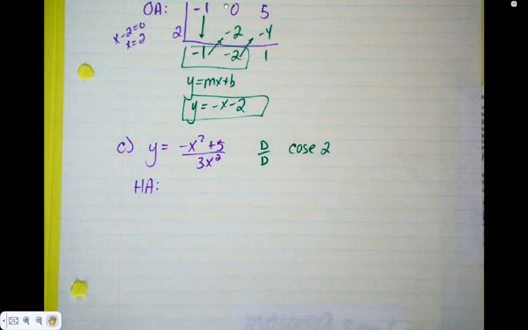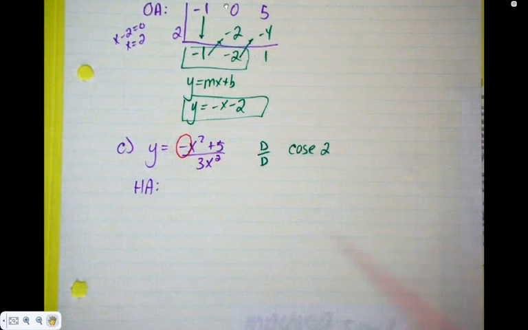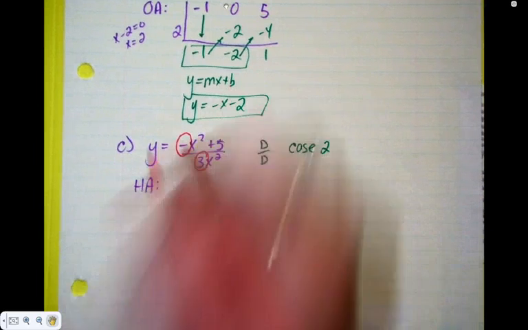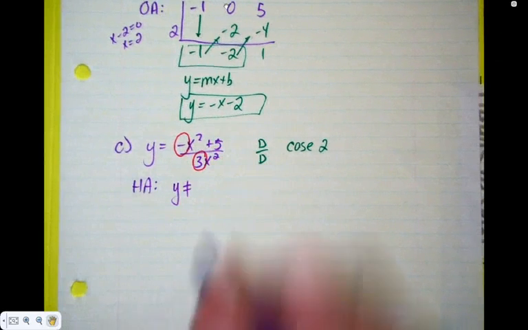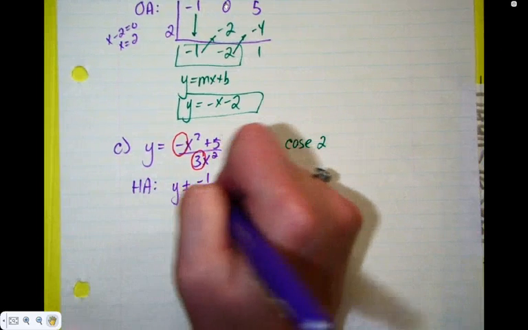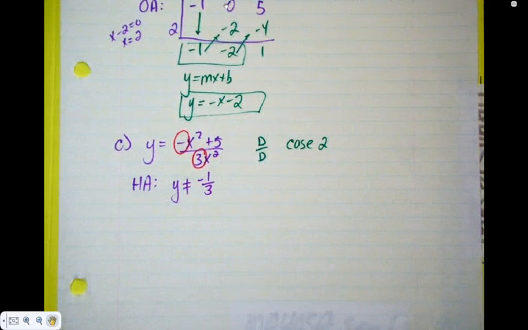Leading coefficient is the coefficient attached to the term that has the highest exponent. So on the top, our leading coefficient is the negative 1 that we don't see. On the bottom, the leading coefficient is 3. So the horizontal asymptote becomes y equals negative 1 from the top divided by 3 from the bottom. What it tells us, it's not at 0, it's at negative 1/3. That's how case 2 is always going to work. It's the two coefficients of your leading degree or your leading term.